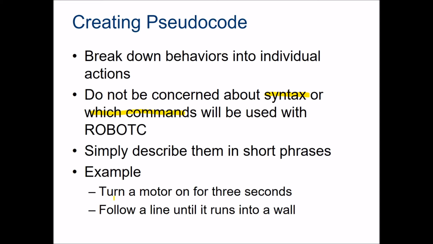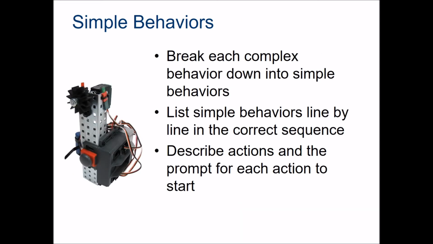So in this example, our pseudocode would be, we've got to think like a robot. We want to turn a motor on for 3 seconds. We want it to follow a line until it runs into a wall. Okay, that's pseudocode, just what you want the robot to do. So our complex behaviors can be broken down into simple behaviors. And all we've got to do is list the simple behaviors line by line in the correct sequence.